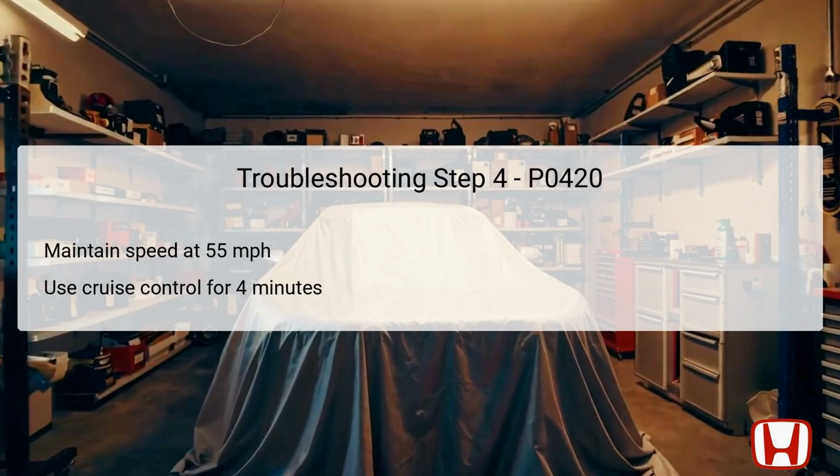It's essential to maintain this speed because it helps the PCM gather specific data that can indicate potential issues with the catalytic converter or related sensors. Monitoring the vehicle's response during this steady-state operation can provide meaningful insights into any additional faults or irregularities in the system. The fifth step involves closely monitoring the HDS, or Honda Diagnostic System, for any indication of DTC P0139.